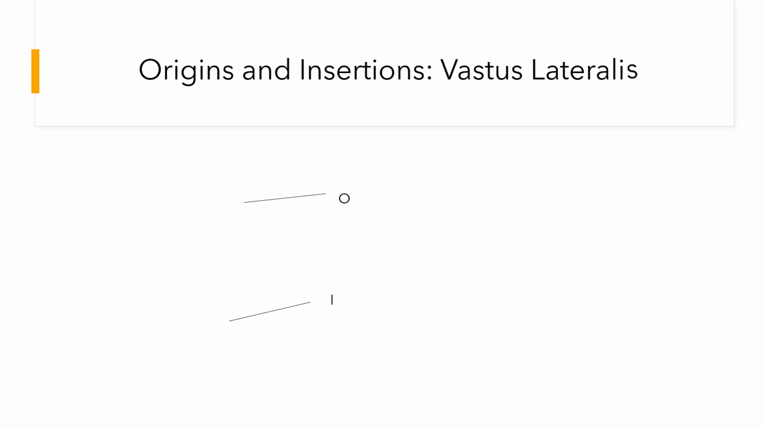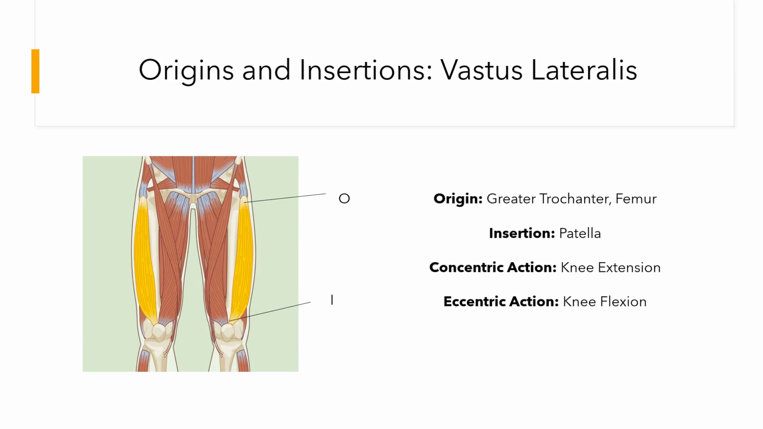Vastus lateralis. So the big muscle on the lateral aspect of the femur. It originates at the greater trochanter, that bony bit on the outside of your hip, on the femur. But it still inserts into the patella, but as you can see here, the insertion is a lot more lateral than what it was for the other muscles of the quadricep group. The concentric action is knee extension, and the eccentric action is knee flexion.